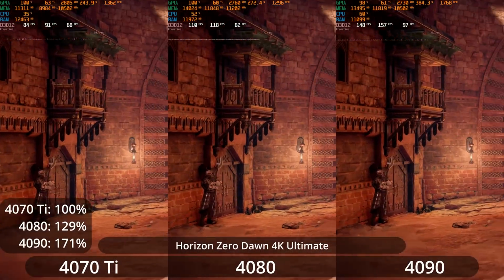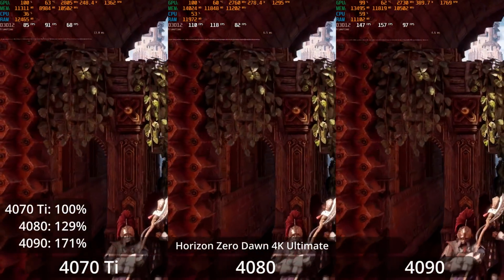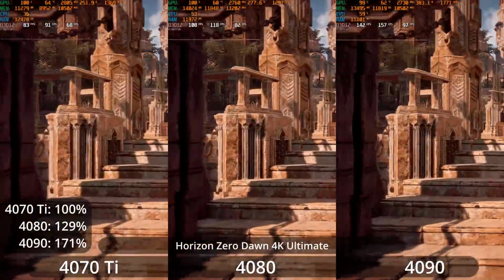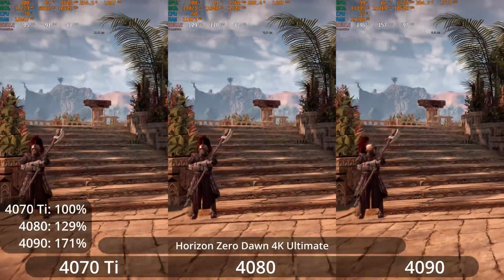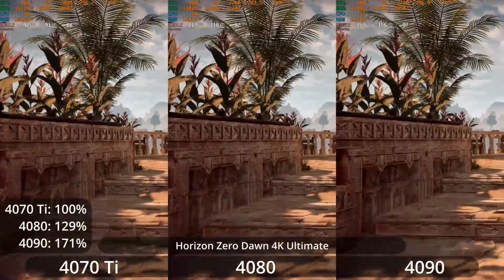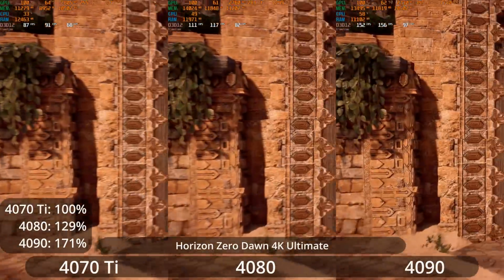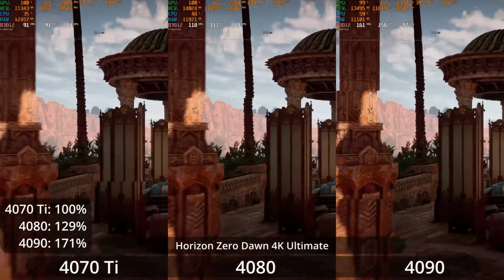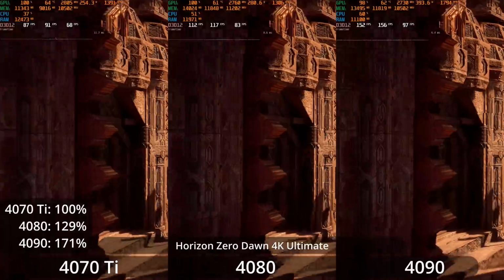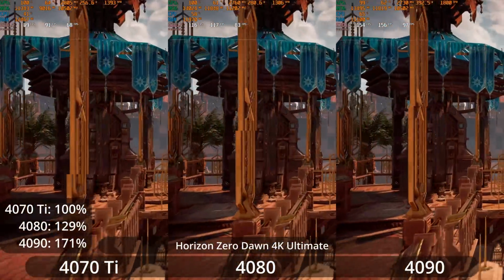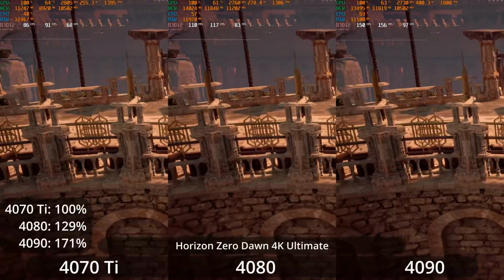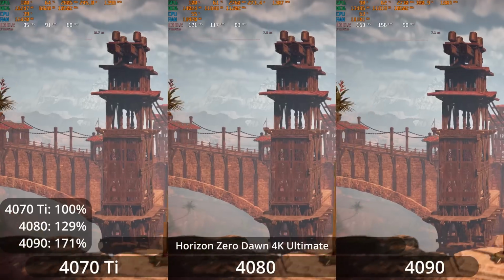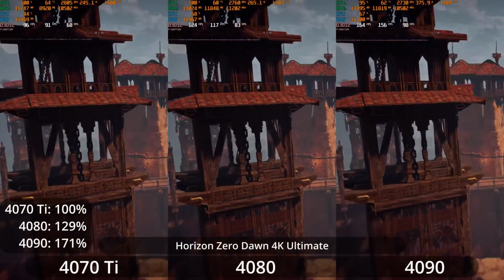Again, looking at games that are a little bit older, originated on the PS4, Horizon Zero Dawn, at its 4K ultimate setting, has the 4090 71% faster than the 4070 Ti, and the 4080 29% faster. And we're seeing all of them, including the 4070 Ti, delivering very good performance, averaging over 90 FPS for the 4070 Ti, even at the 4K ultimate settings. So once again, I'm not going to test this one out at 1440p because that's most likely to just introduce CPU limitations, and they can all handle 4K ultimate well, so I don't really see the point in reducing these settings.